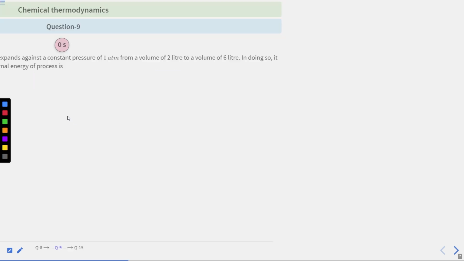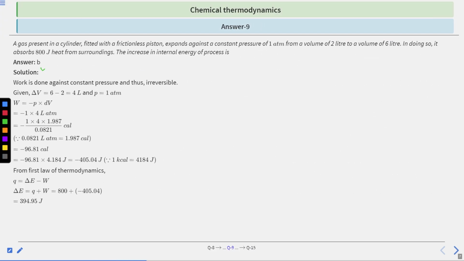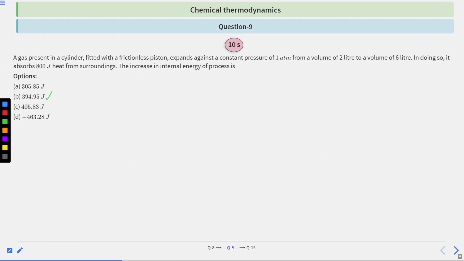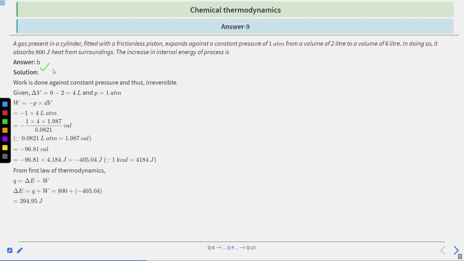Okay, so the correct answer will be option B, that is 394.95. So let's see how. Work is done against a constant pressure and is thus irreversible. So del V is 6 minus 2, that is 4 liter, and the pressure is 1 atmosphere. The work done, we know, equals minus P del V, that is minus 1 multiplied by 4 liter.